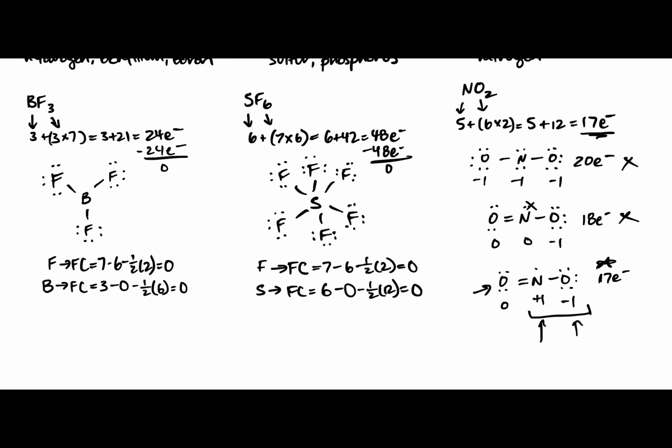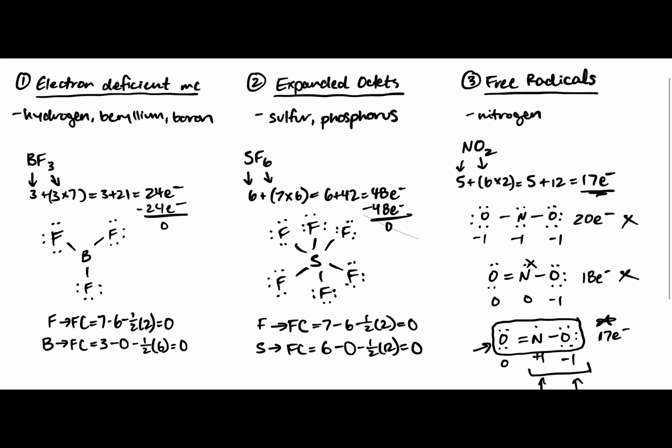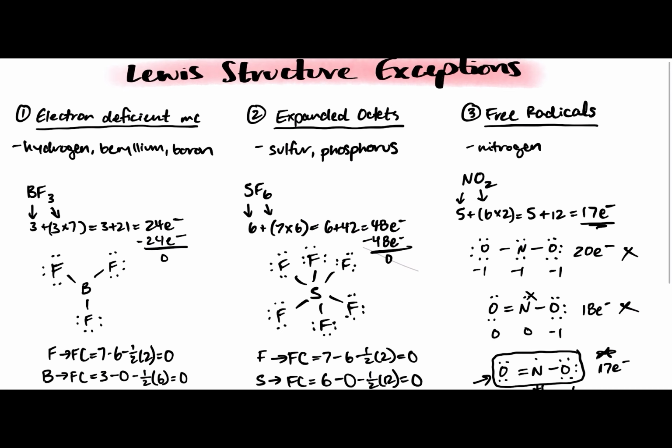And so this is actually our best Lewis structure for this molecule, and it's an example of when a free radical might come into play. So again, our Lewis structure exceptions, we have our electron deficient molecules, our expanded octets, and our free radicals. So just be aware of those as you're going on and drawing your Lewis structures.